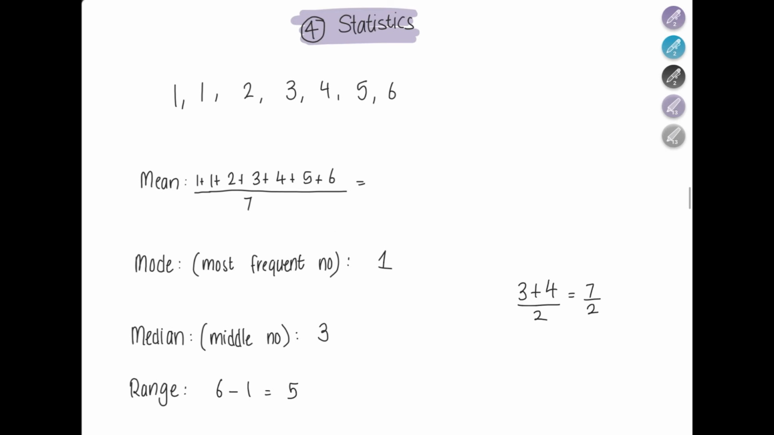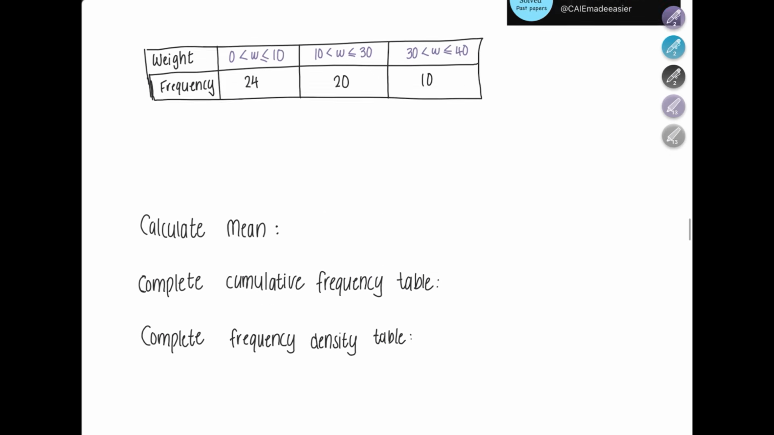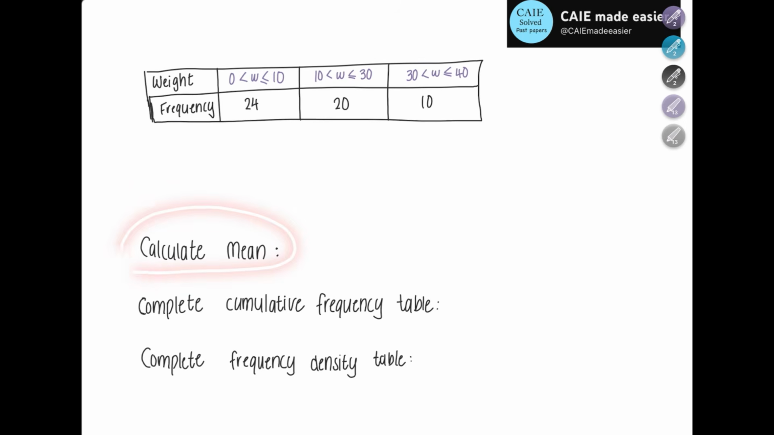Now how will we apply the statistics rules when you have a table? First question, if they ask you to calculate the mean, how will we do that? To do that, first find the midpoint. Here you can see we have weight, which is given as a range, and we have frequency, which is the number of times these numbers are repeated. To find the midpoint, add 10 plus 0 divided by 2. This equals 5. 5 is the midpoint. Here, 30 plus 10 divided by 2. 40 divided by 2 is 20. So 20 is the midpoint.